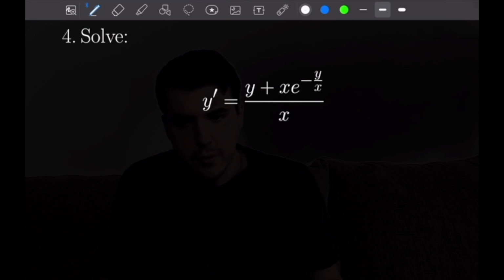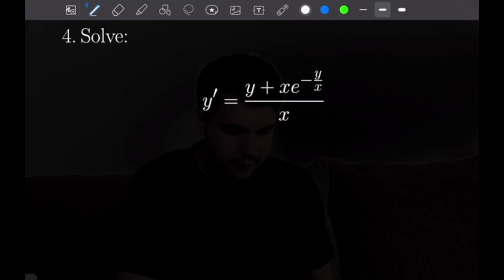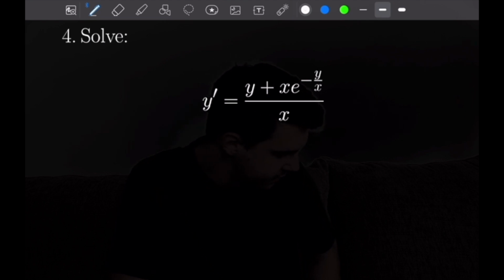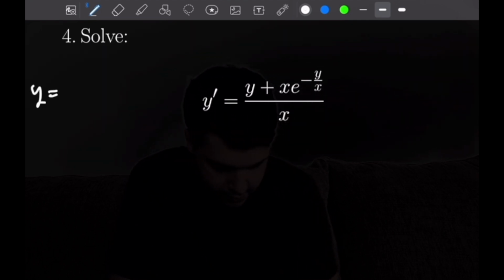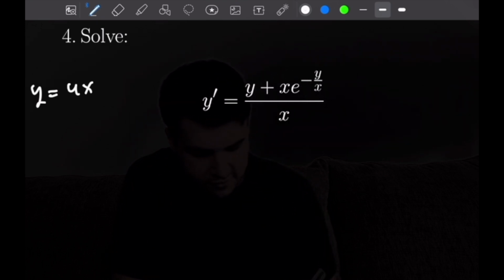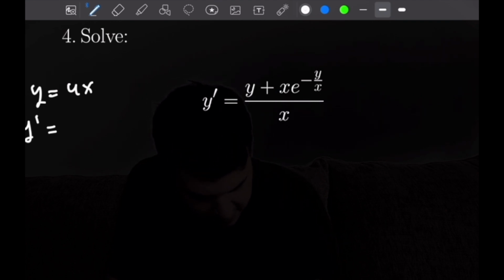These next two differential equations we are going to solve with some basic substitutions. So for number 4, we have that y prime is equal to y plus x to the negative y over x, all over x. And we are going to be making the substitution y is equal to u times x to solve this differential equation. Well, since we have y is equal to u times x, that means that y prime is going to be equal to u prime times x plus u.